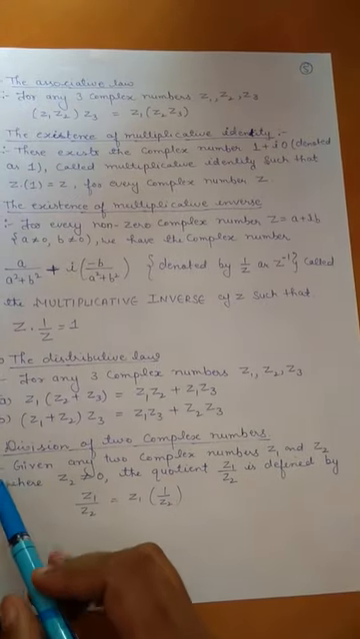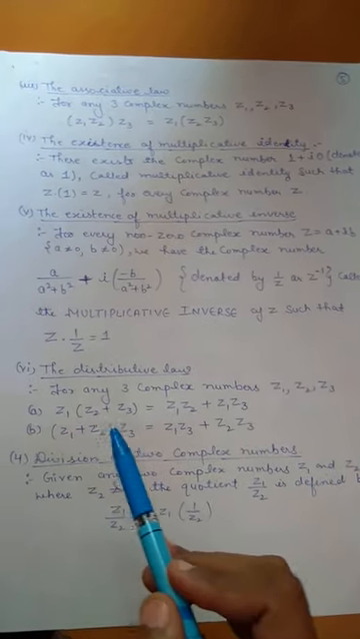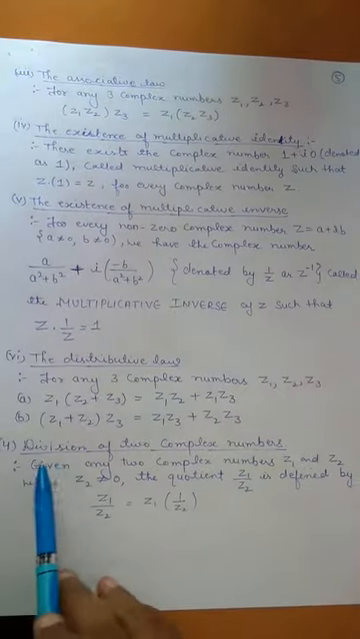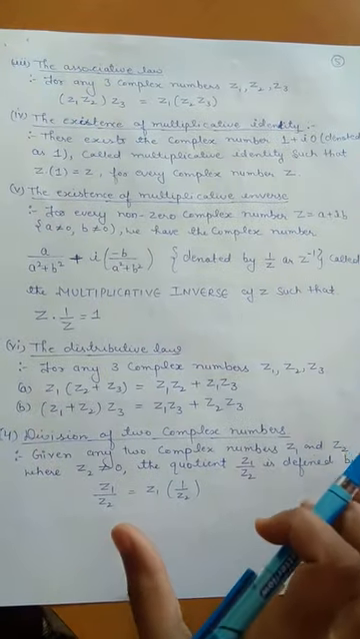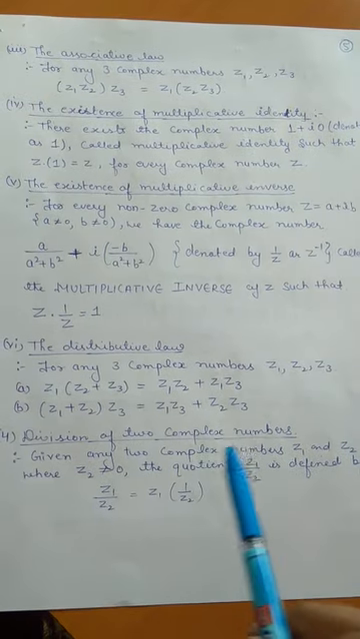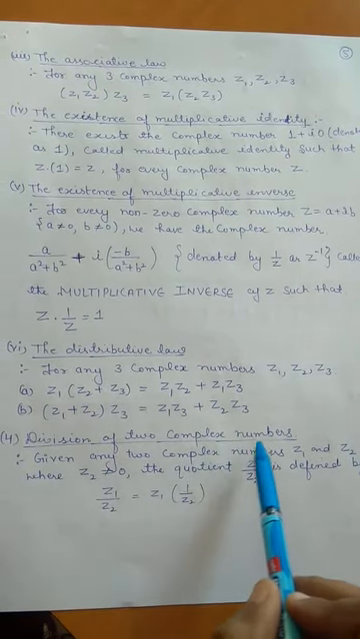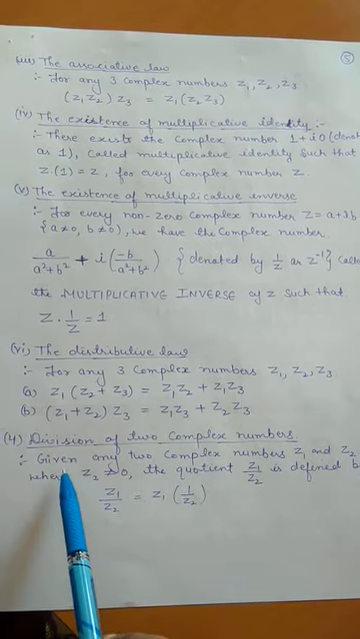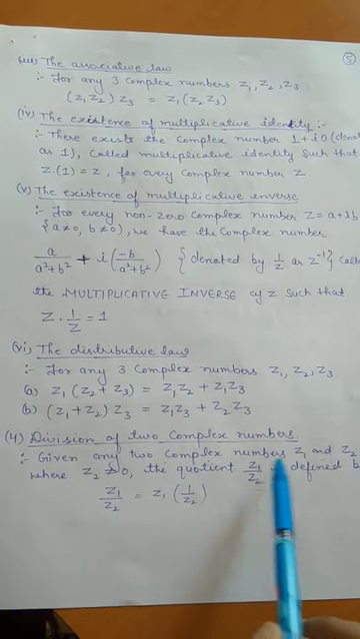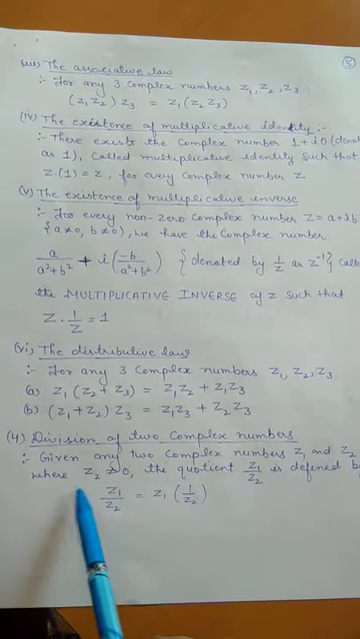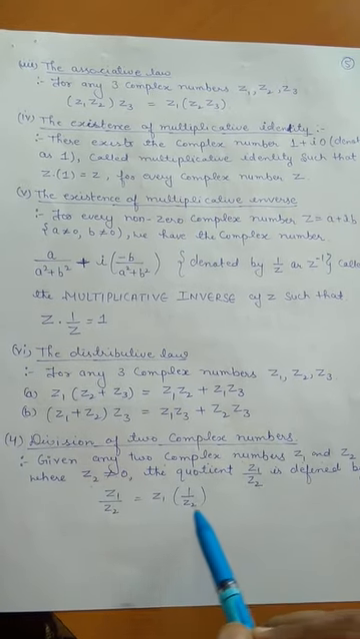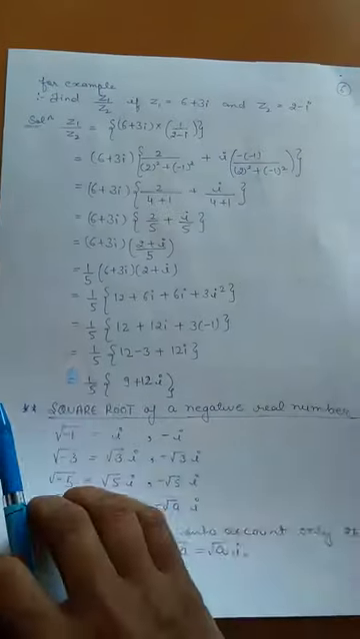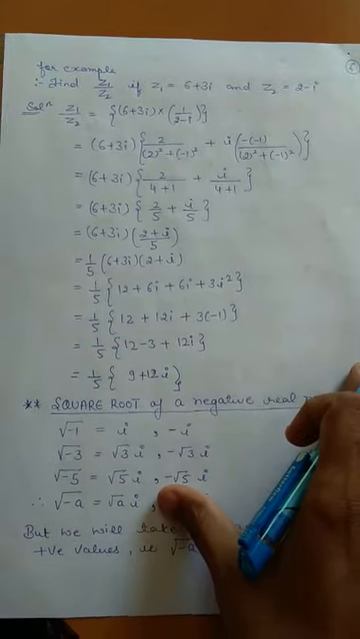Now the last topic under the algebra of complex numbers is division of two complex numbers. Given any two complex numbers z1 and z2, where z2 is not equal to 0, the quotient of z1 and z2 is defined in such a form. Got it? Now here is an example in front of you.